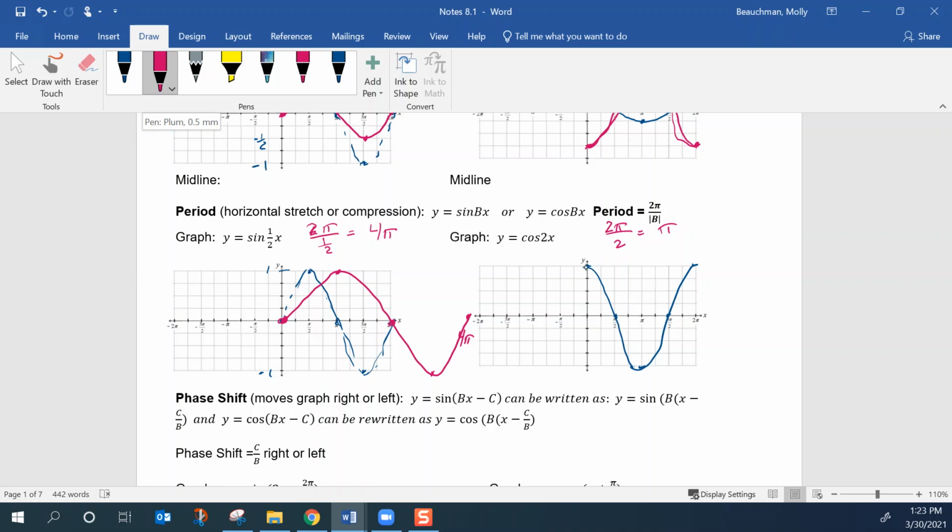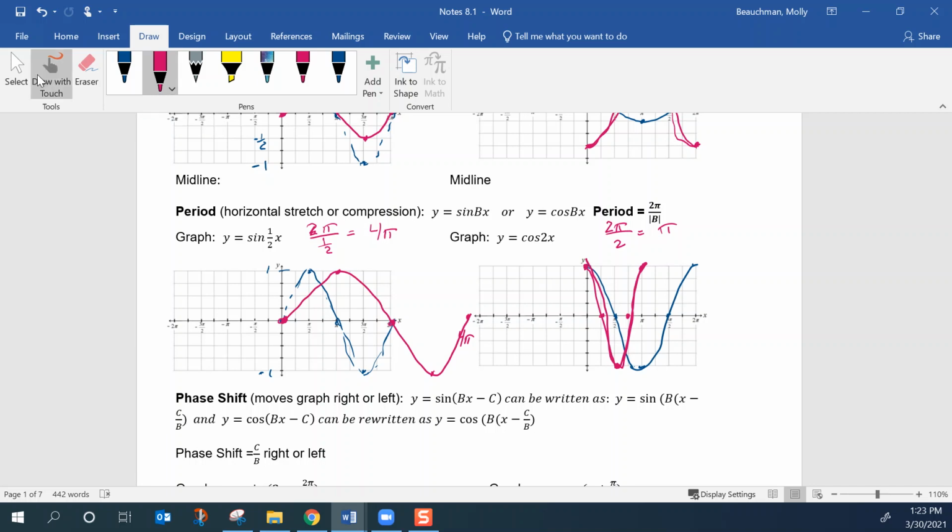So notice we have a maximum at the beginning and end of the function. So I'll have a maximum at the beginning and at the end at pi. Halfway in between at pi over 2 is the minimum. And then halfway between those, my graph crosses the x-axis. So one period of the cosine function happens between 0 and pi instead of 0 and 2 pi.